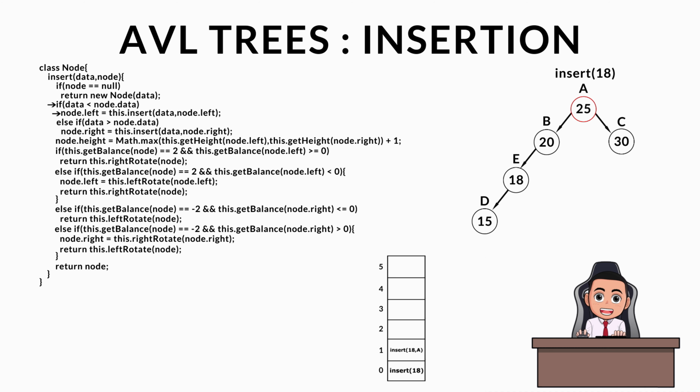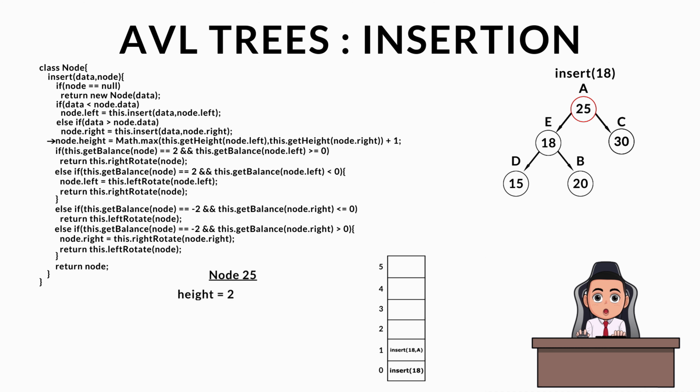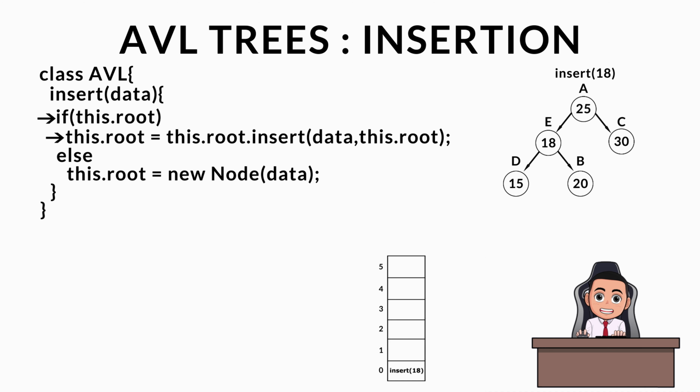Getting returned to our previous insert method, so 18 gets saved as the left child of 25, we now go ahead and recalculate the height of 25. So we get 2. Is the balance factor of 25 equal to 2 or -2? No, it's not. So we can skip over all our rotation cases and go ahead and return 25, popping this off the stack. We then get returned to our initial insert call and save node 25 as the root. And since this also has finished executing, we could go ahead and pop this off the stack as well.